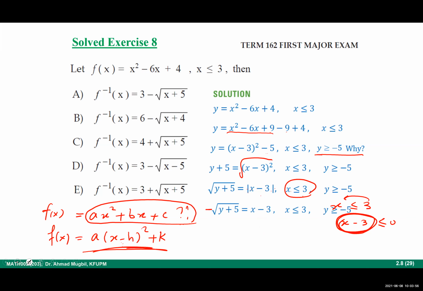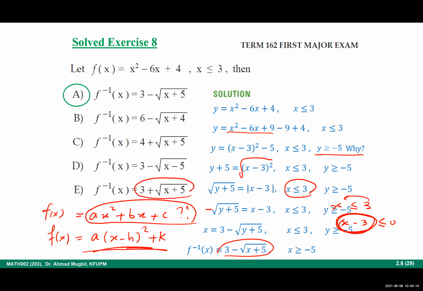Now, solve it for x by adding 3 to both sides. Now, we have to interchange. When you interchange, of course, you need to interchange there, and this will be the inverse. And the right answer is A. Be careful when you solve such problems, because, for example, here, look, it is the same, but with positive. Most of the mistakes will be from this choice. So be careful. That's it, shabab.